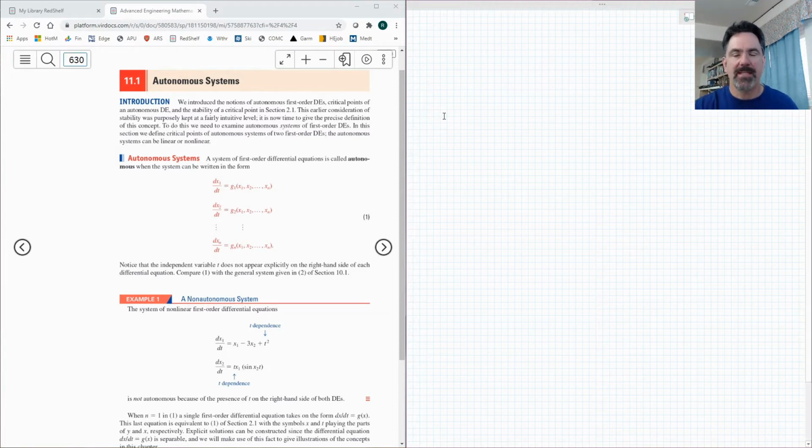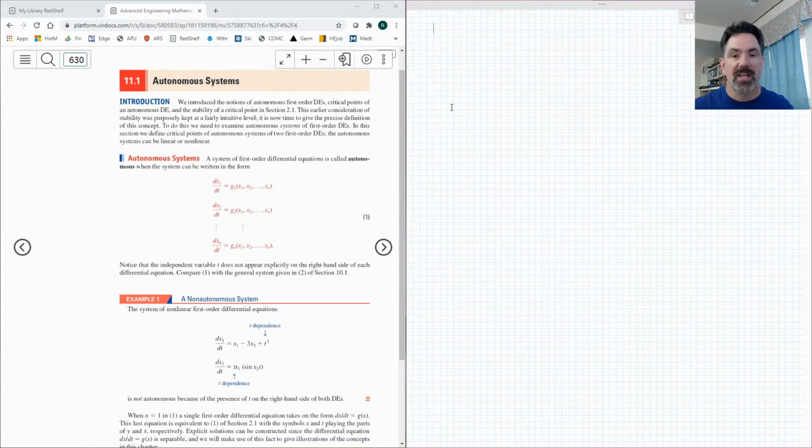Hi, we're going to take a detailed look through the means of reading a section, and today's section we're going to talk about is 11.1. And this is an introductory section for a new chapter, so understandably it contains a lot of material.